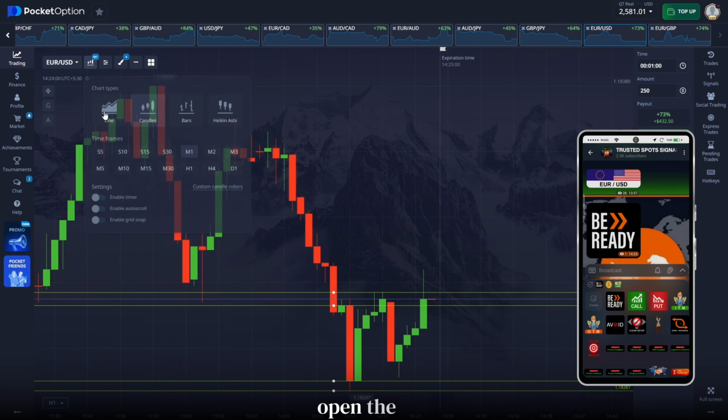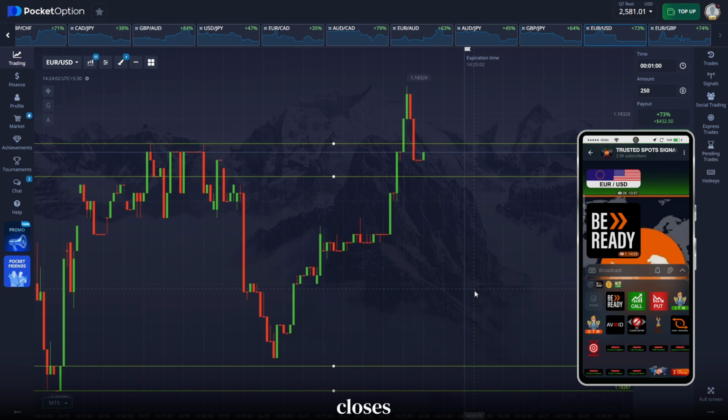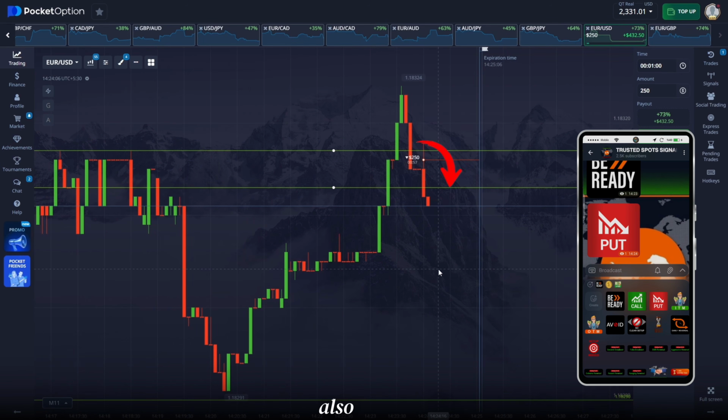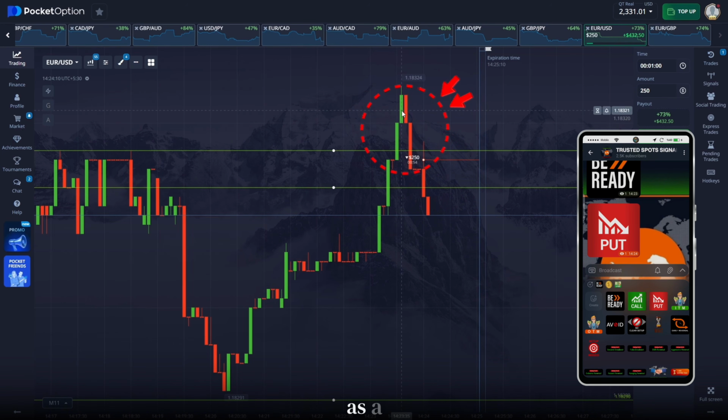Now I will open the 5-second chart. The 1 minute candle closes inside and we have confirmation also in the downward direction. You can see we have this candle as a reversal confirmation, and if you compare these 4 candles, they also are forming a reversal pattern.